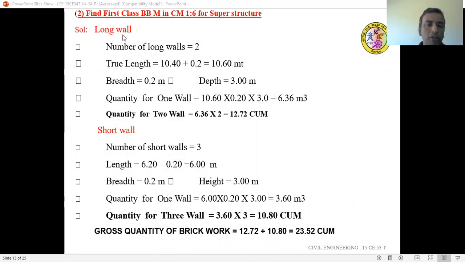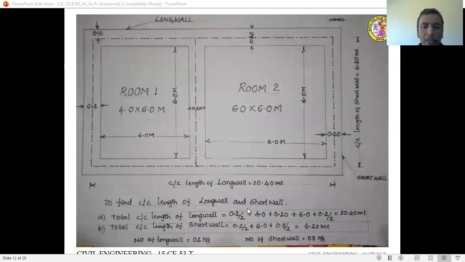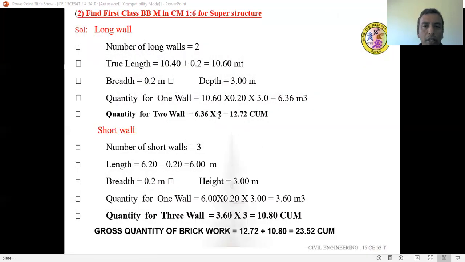Here also, first you have to calculate the quantity for the long wall and the quantity for the short wall. The number of long walls is already given as 2. The true length of the long wall is equal to the center to center length of the long wall, which is already calculated here. The total center to center length of the long wall is 10.4 meter. The same value will be pasted here plus one breadth of the particular item of work. The particular item of work is brick masonry, which is 0.2 meter. You can add to get 10.6 meter, which is the true length.